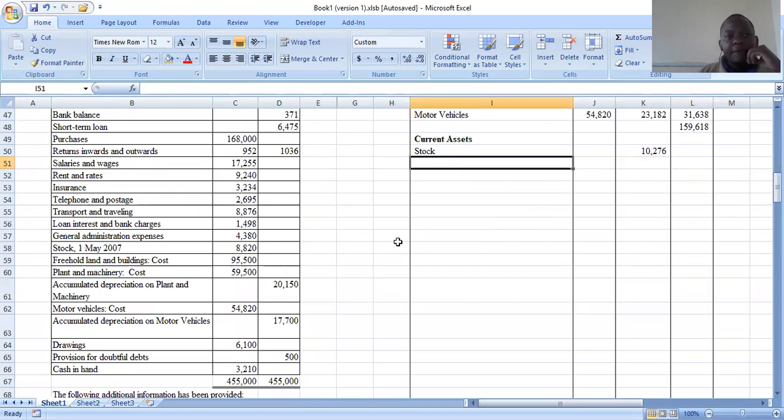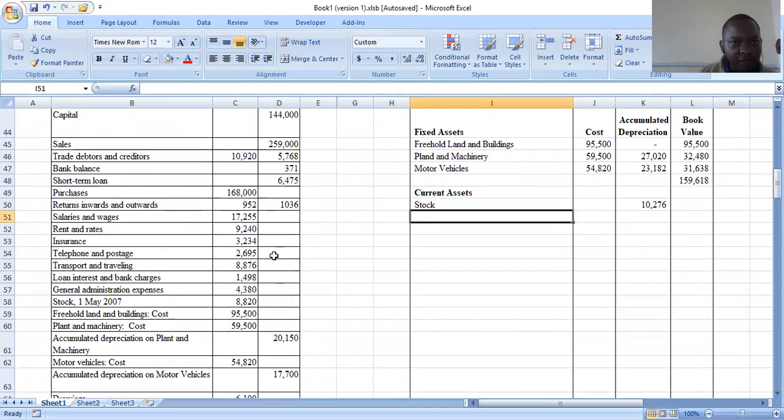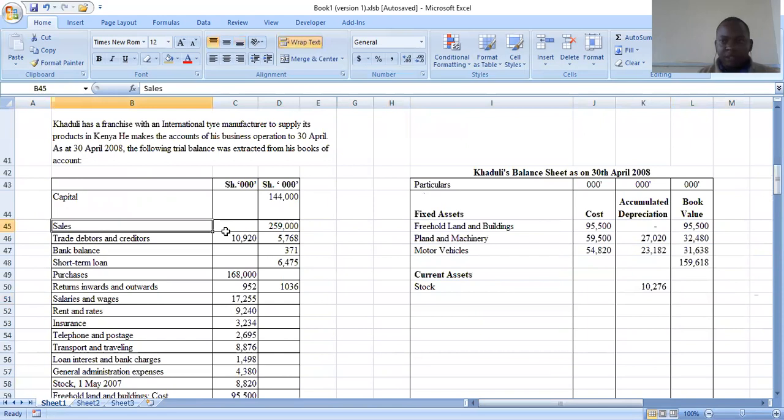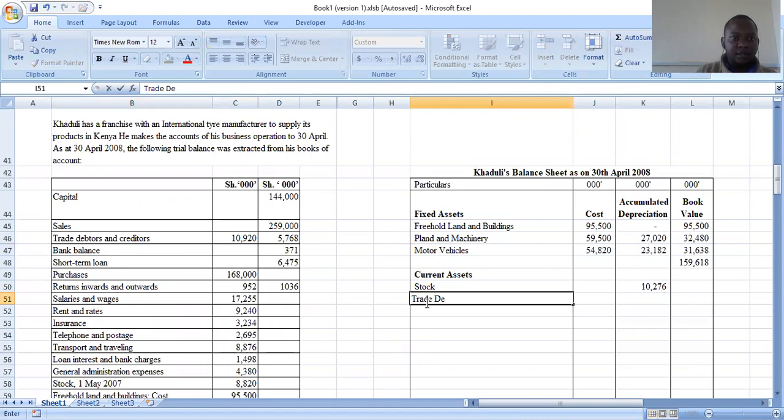Then the other current assets we have are from the trial balance. Cash in hand tends to be the least permanent, so we will finish with cash in hand. But you have trade debtors. Trade debtors is a current asset: 10,920.